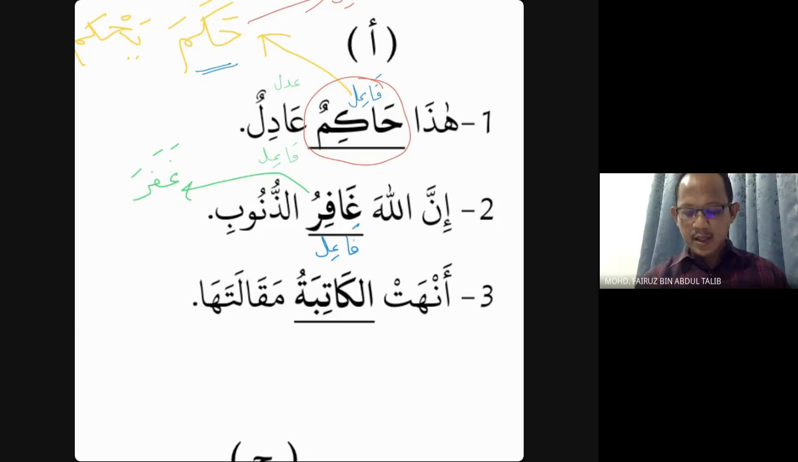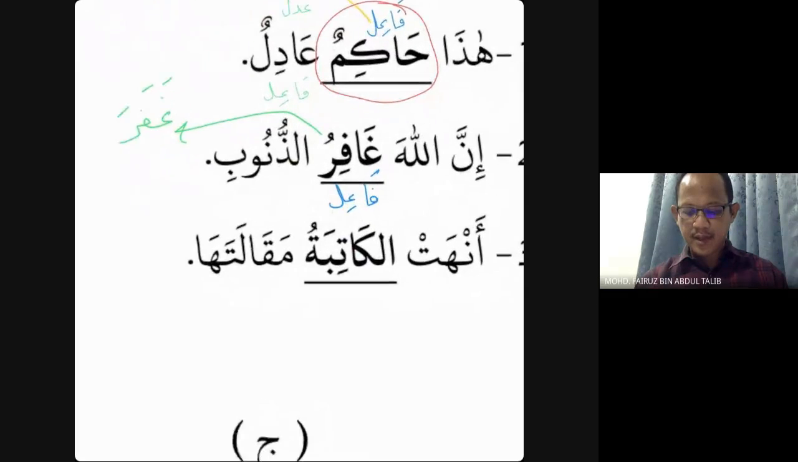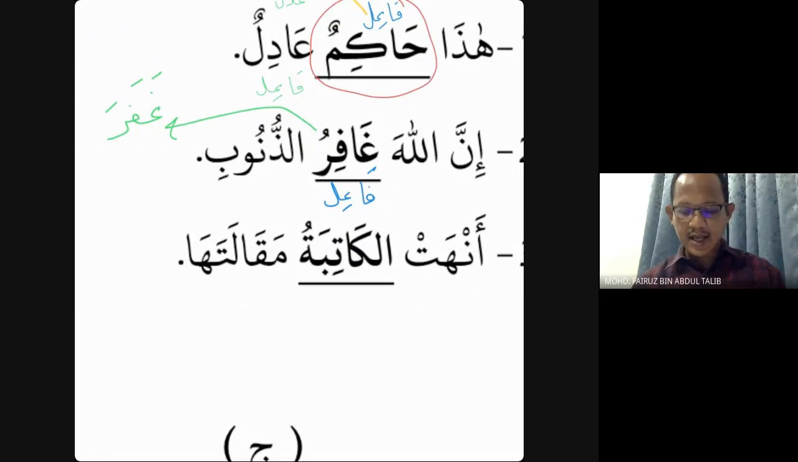Now, number three. Anhat al-katibatu maqalataha. Anha, this is the fi'il from the verb anha, meaning he has completed. You see, anha, completed. This ta is because it is for mu'annas. This is a mu'annas word. That is why you have the ta. So we say anhat. So this is the same word.